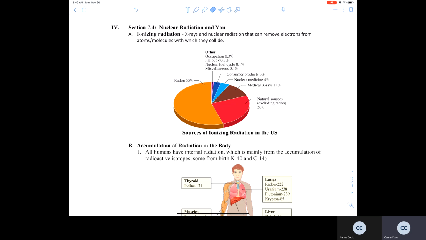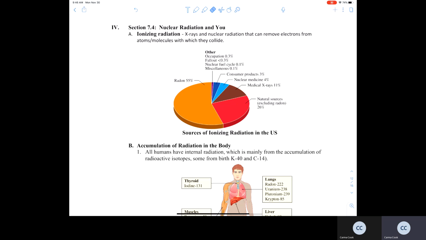But there are some rays in our electromagnetic spectrum that are ionizing, like X-rays and gamma rays. X-rays and nuclear radiation, like gamma rays, alpha particles, and beta particles, they are ionizing. They can remove electrons from atoms and molecules, and therefore cause mutations, and therefore cause cancer.